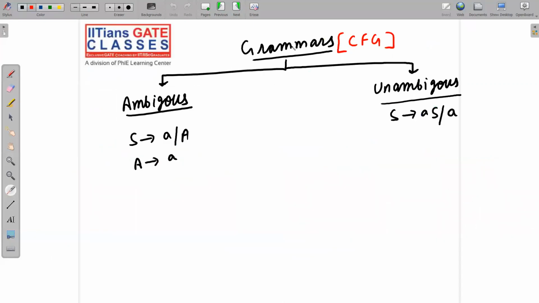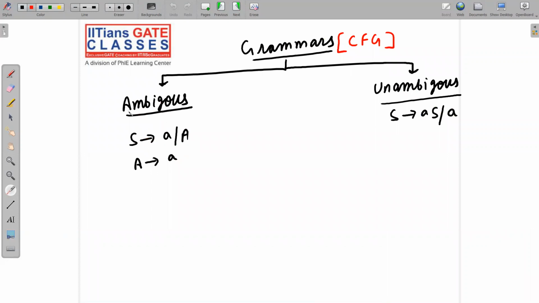In today's class, we are going to study types of grammars. Whenever I say grammar in compiler design, you have to consider that as context-free grammar only. That means we are going to study type 2 grammars in the entire compiler design subject. Grammars are of two types, ambiguous and unambiguous. Ambiguous is like this: S implies A or capital A, and A goes to small a. Unambiguous is S implies aS or a.